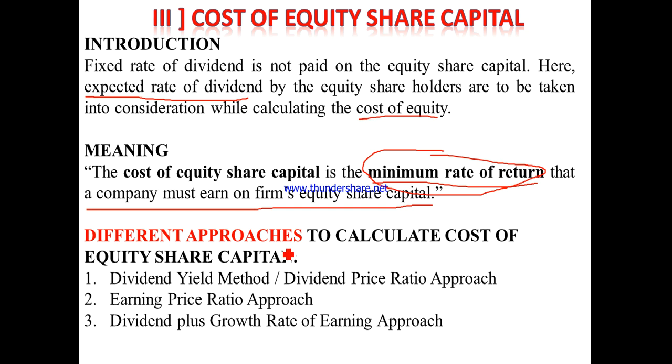Now let us see, there are three approaches or methods to calculate the cost of equity share capital. One is the dividend yield method, which is also called the dividend price ratio approach. Another one is the earning price ratio approach. The third one is the dividend plus growth rate of earning approach. Let us see how the cost of equity share is calculated in all these three methods or approaches.